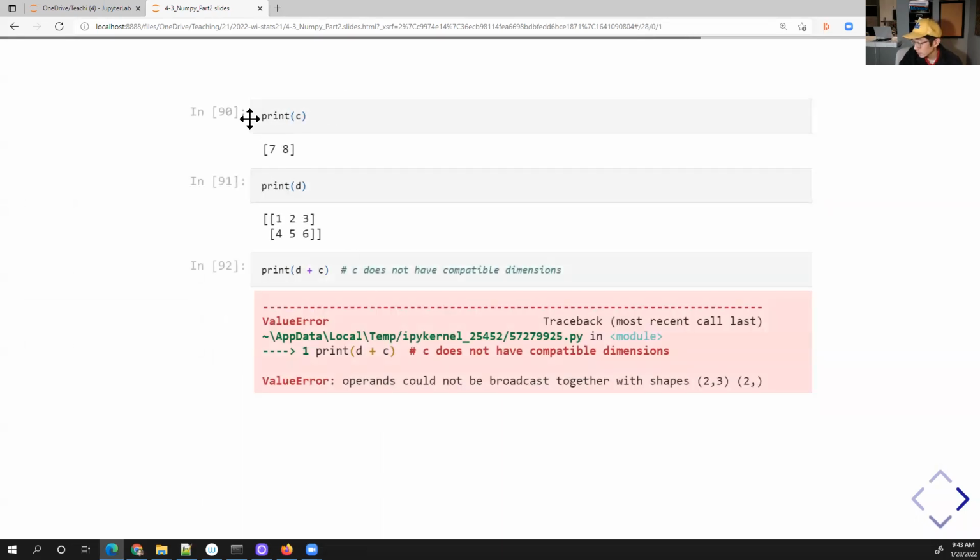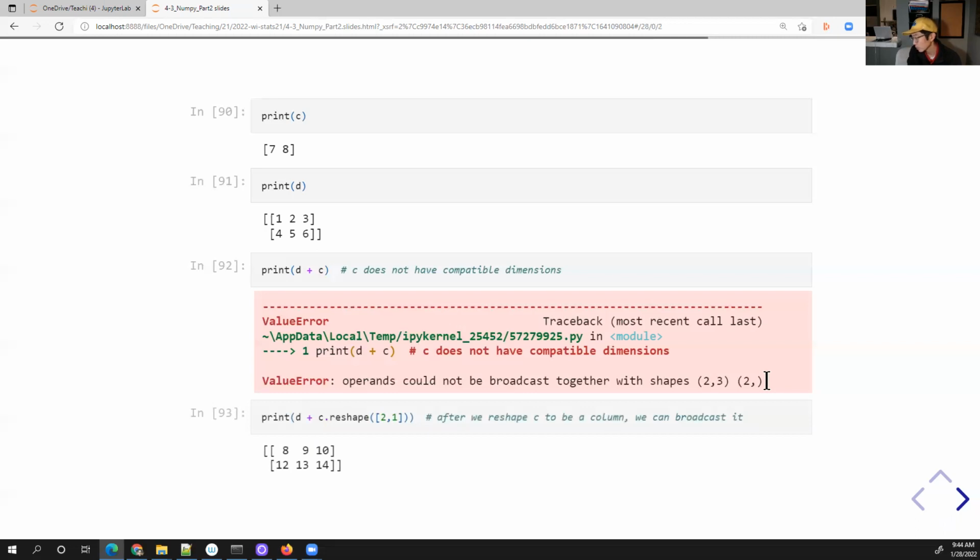If I have this length 2 vector, and I have this 2 by 3 matrix, and then I do D plus C, it complains and says this doesn't have compatible dimensions. Because again, it's looking at this and saying this is just length 2, and this is 2 by 3. These don't have compatible dimensions. So what we have to do is reshape this into a 2 by 1. We have to reshape it into a column.